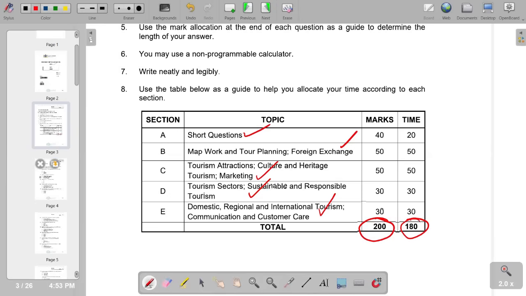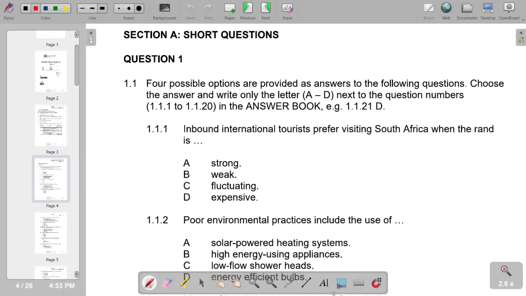So the first part of our question paper is on short questions. We start on number 1, which reads: inbound international tourists prefer visiting South Africa when the rand is weak. Why? Because when the rand is weak, it means they need fewer units to buy the same amount of rands. So it becomes cheaper on their side, and they can easily buy the rands and come to South Africa. With that, we move on to question 2.